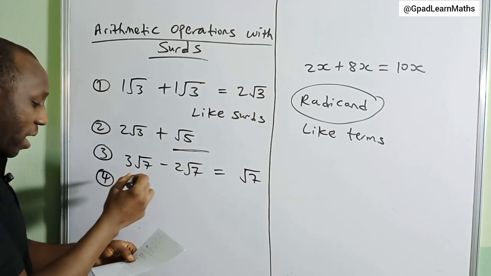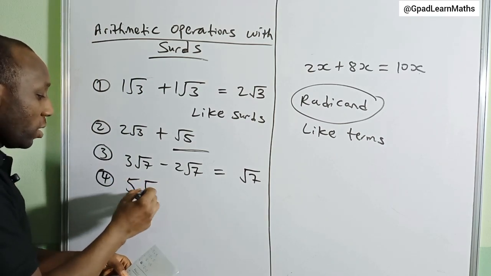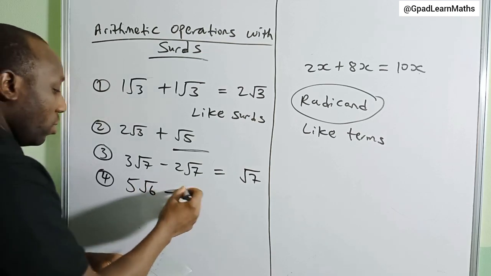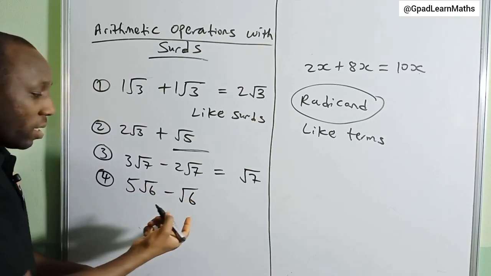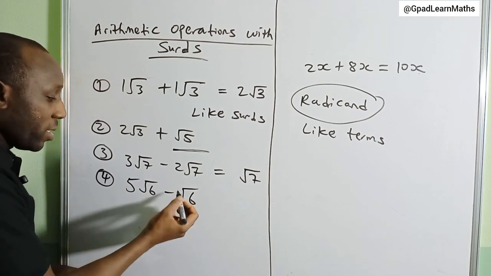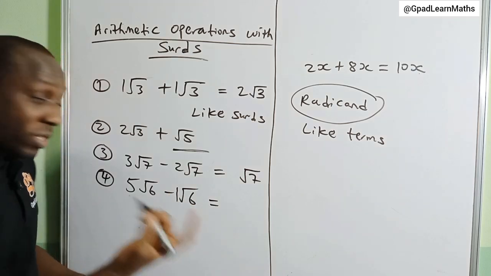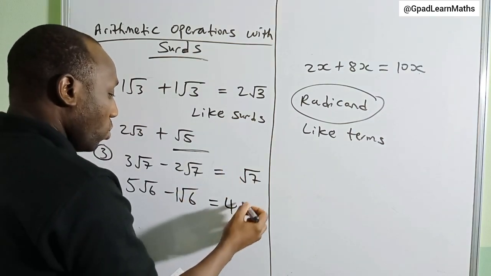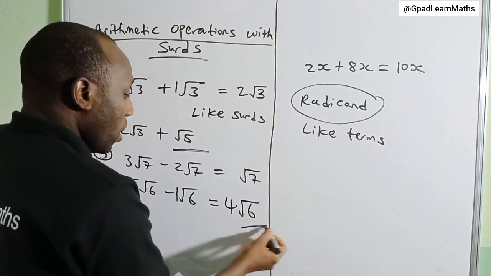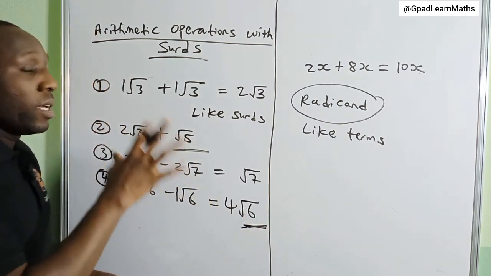Let's try another case. So 5 surd 6 minus surd 6. Look at this. What's the coefficient of surd 6 here? It is 1, right? Good. So you can just do 5 minus 1, which is 4. So that's 4 surd 6. So this is how you add and subtract surds.